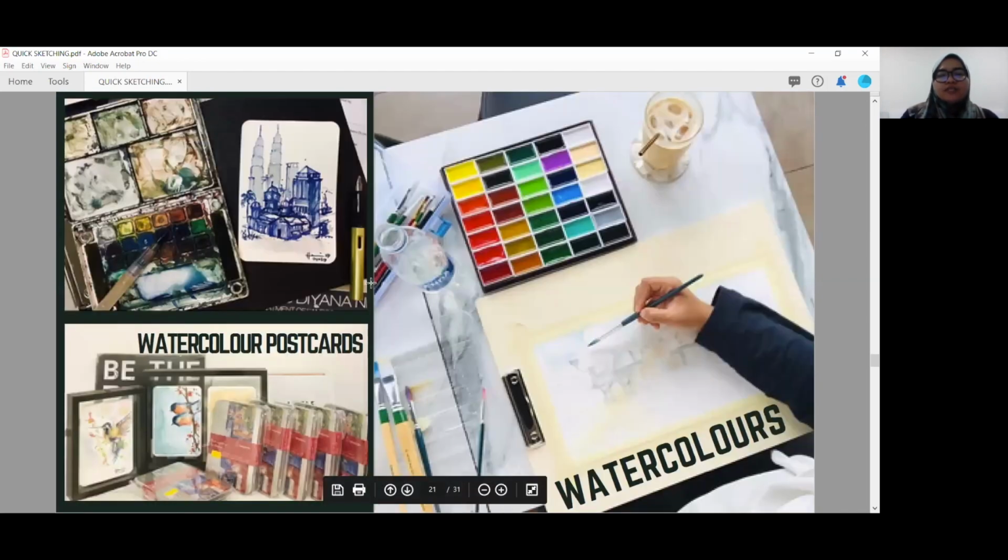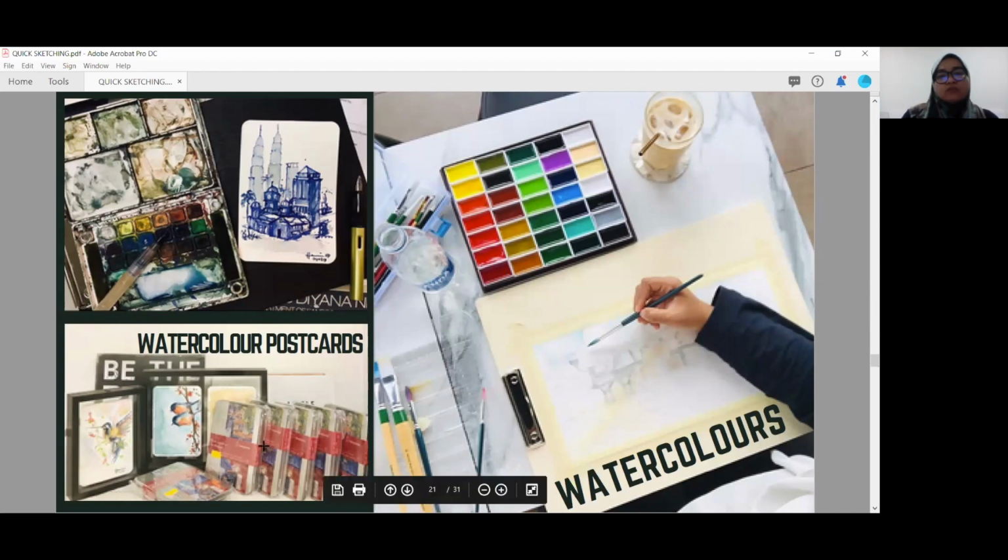For myself, I use watercolor. This is my traveling watercolor palette. I have this one, the Sakura Koi brand. You can get it anywhere from the art shop. I think it costs you around 70 ringgit and plus. And here, this is the watercolor postcards.